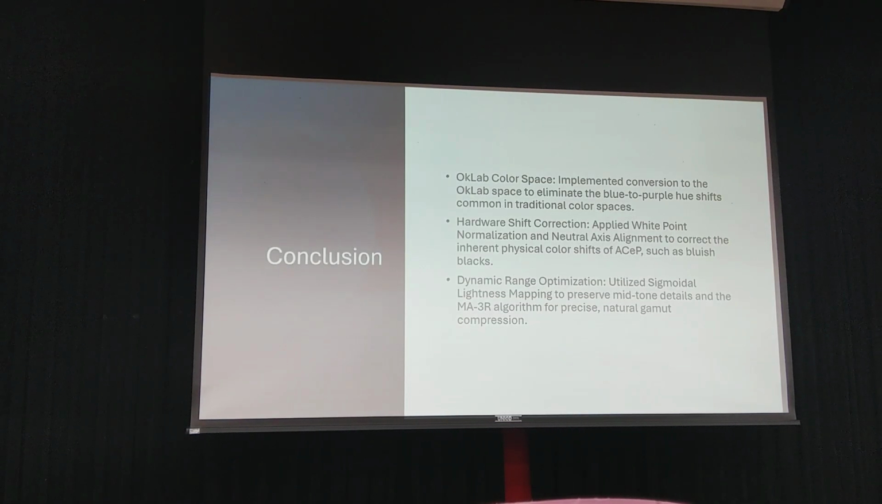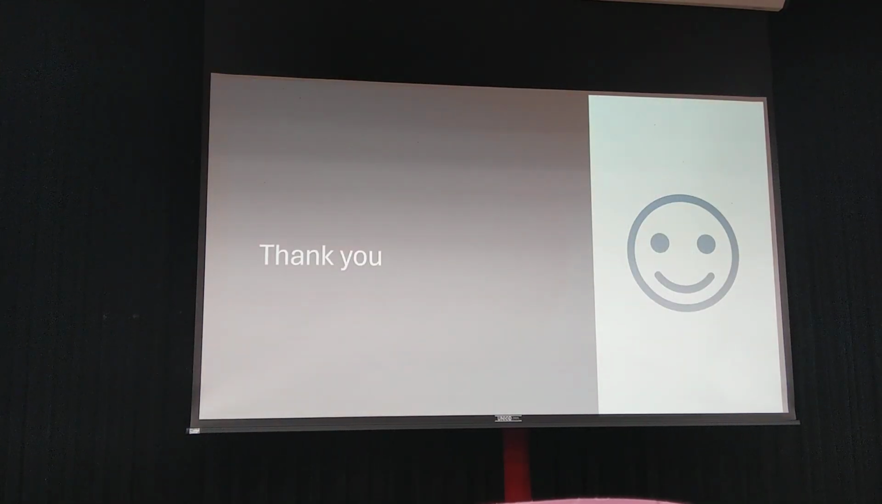And this is the conclusion. OKLAB color space implements conversion to the OKLAB space to eliminate the blue to purple hue shift common in traditional color spaces. And hardware shift correction applies white point normalization and neutral axis alignment to correct the inherent physical color shift of assets such as blue sky. And dynamic range optimization authorizes the model lightness mapping to present neat tone detail, and the NADR algorithm outperforms natural gamma compression. And thank you everyone.